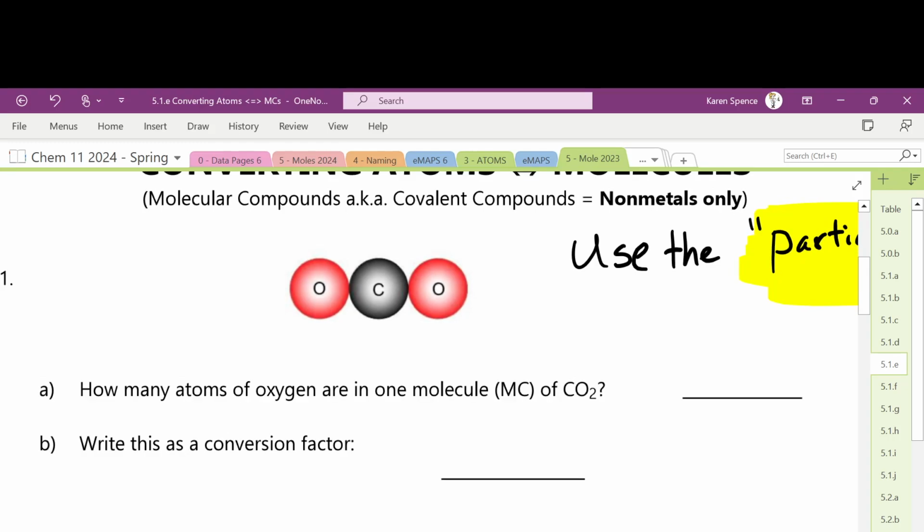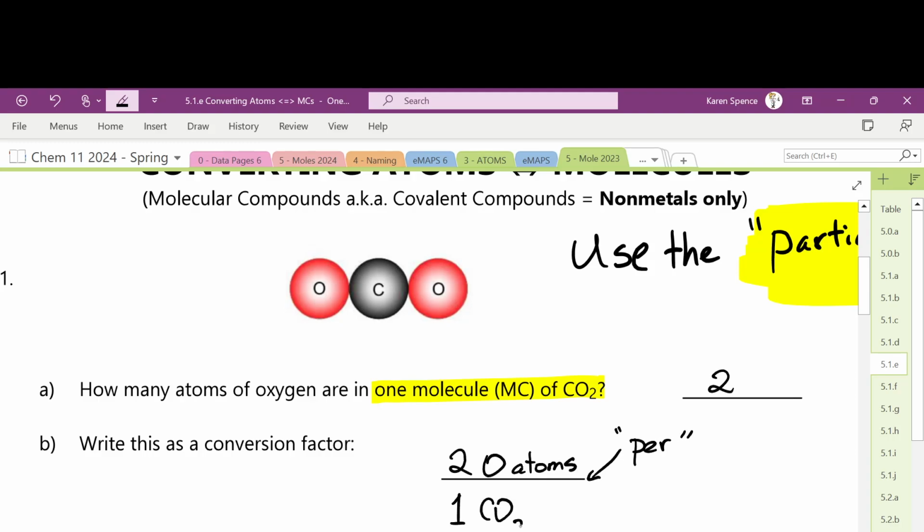So how many oxygen are in one molecule of carbon dioxide? Straightforward. How many? 2. And if we write this as a conversion factor, we can say there are 2 O atoms, and that division line there means per 1 CO2. We've been using MC for molecule, yes? Have we? Okay, MC is molecule, just in case.